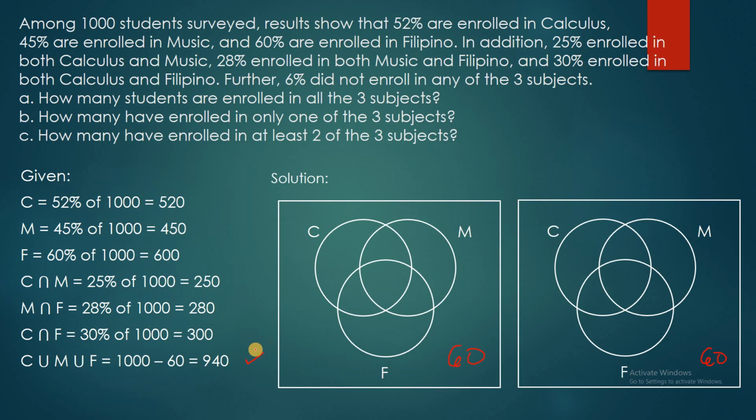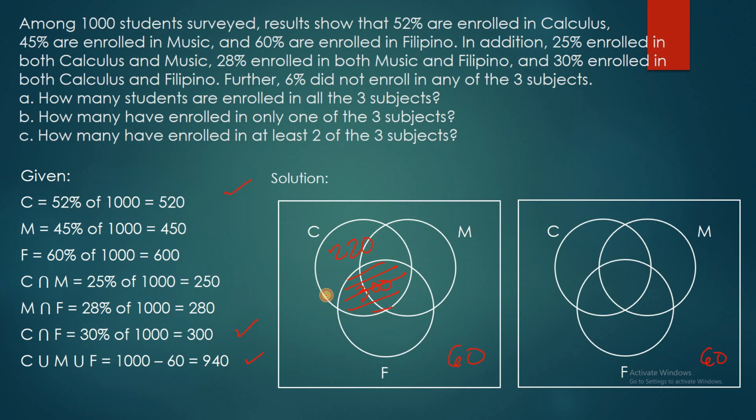So this is clear, 940. I have here an intersection of C and F. The intersection is 300, so 300 is located here. And let me try to highlight this area. Now, if we try to analyze this, set C has a total of 520. However, on set C, 300 is already placed. So we only need to have 220. So that's 520 minus 300 should be 220 to complete the set C as 520.